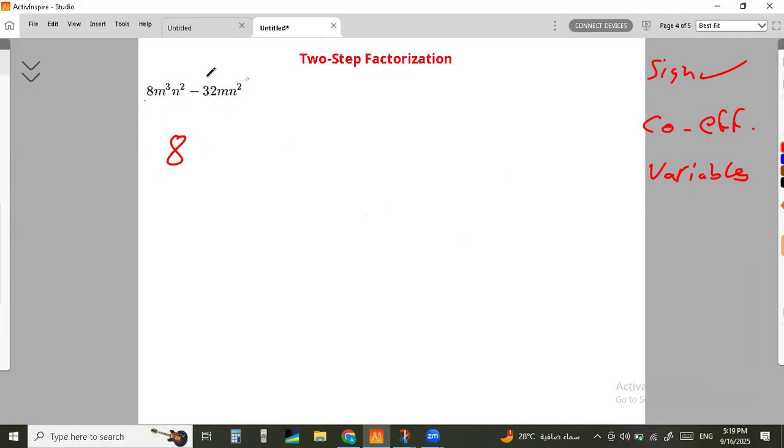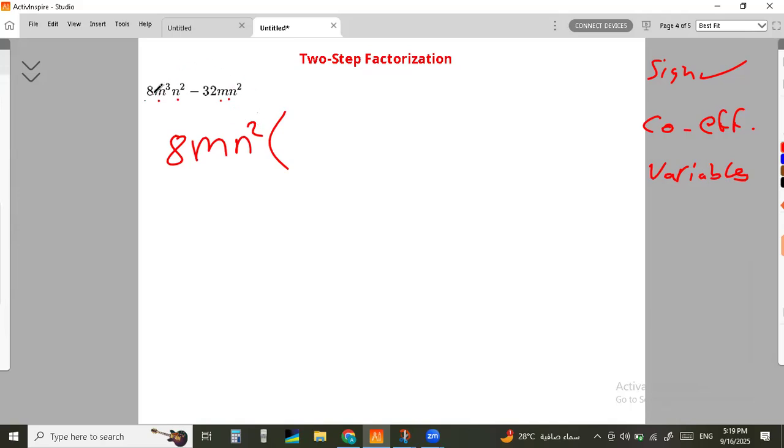The variables. Yes, I have m here and m there. Which one am I supposed to take? We agreed, the one with the smallest power. So it's just m. n squared and n squared. Yes, it is common. I'm going to take the one with the smallest power. Both of them are n squared, so just take n squared.